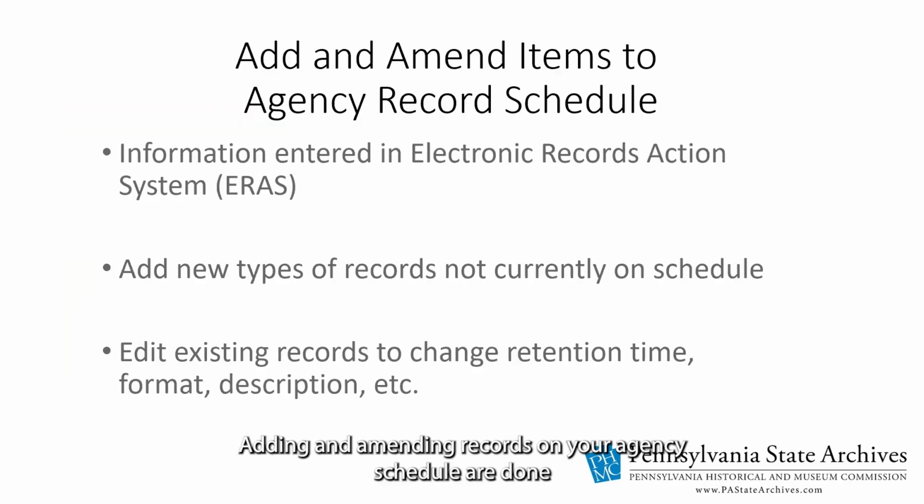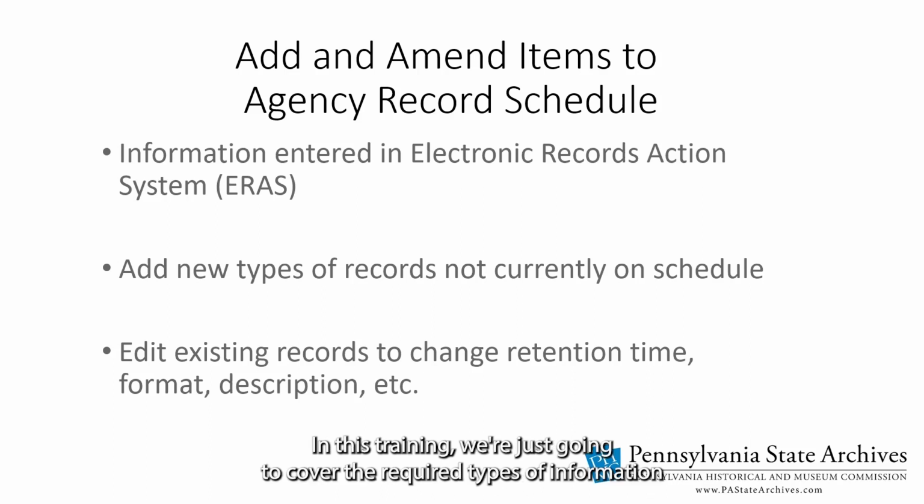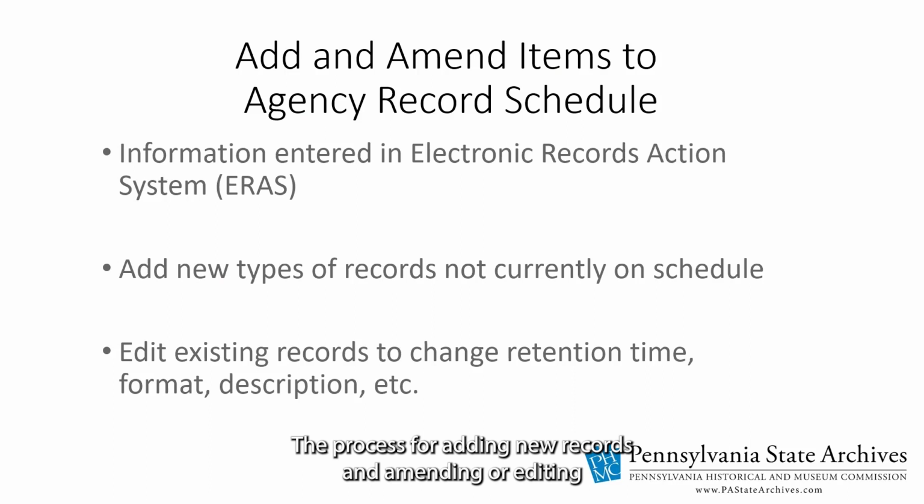Adding and amending records on your agency schedule are done through the Electronic Records Action System, or ERA, an online program that record coordinators have access to. There's a separate training for the ERA system that goes into more detail on this process. In this training, we're just going to cover the required types of information you'll need in order to add or amend a record on your schedule. The process for adding new records and amending or editing existing records is the same, so we'll cover them both together.